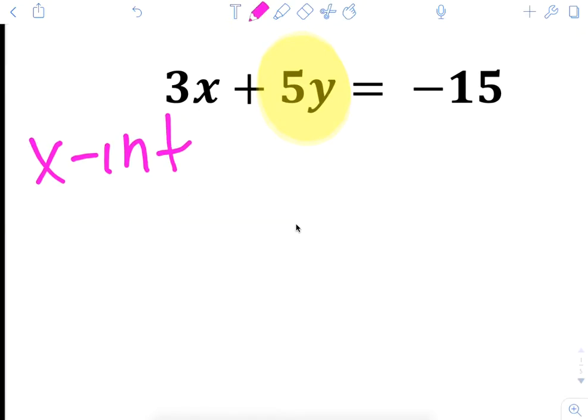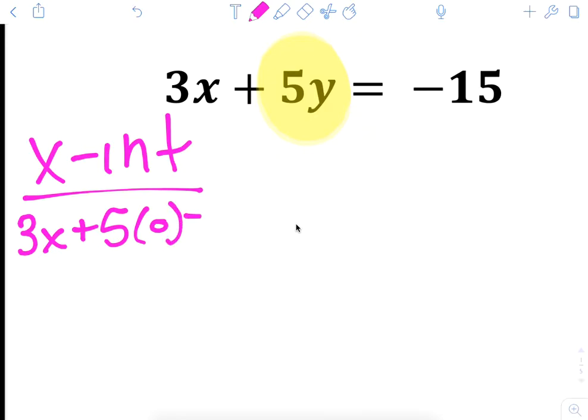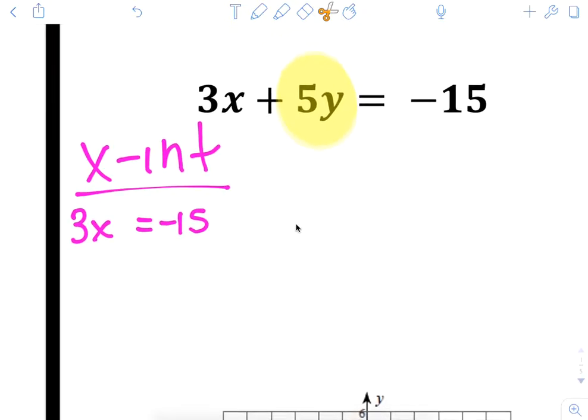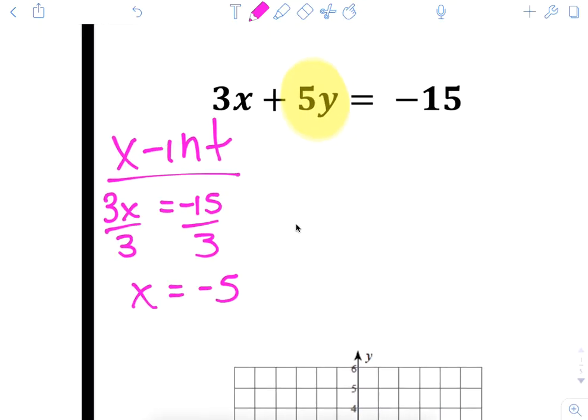Okay? If we were plugging this whole thing in, we would say, what is x when y is 0? But really, 5 times 0, like you said, is 0. 3x plus 0 is just 3x, so this is the equation that we're working with. I can solve for x in one step. I can divide both sides by 3, and that gives me -5. In other words, my point on the x-axis is going to be (-5, 0). Okay? That's the long way to figure it out.